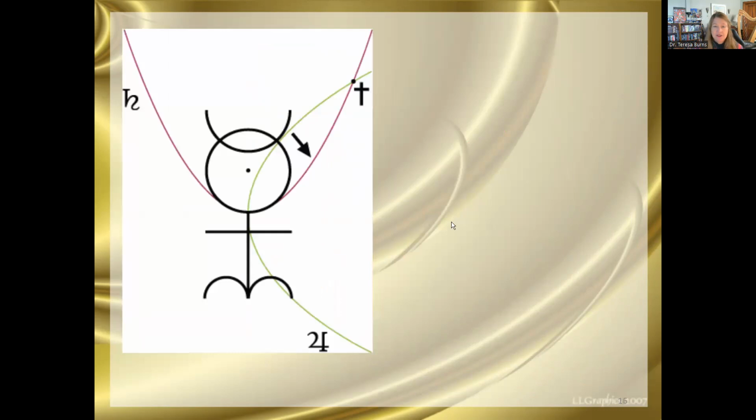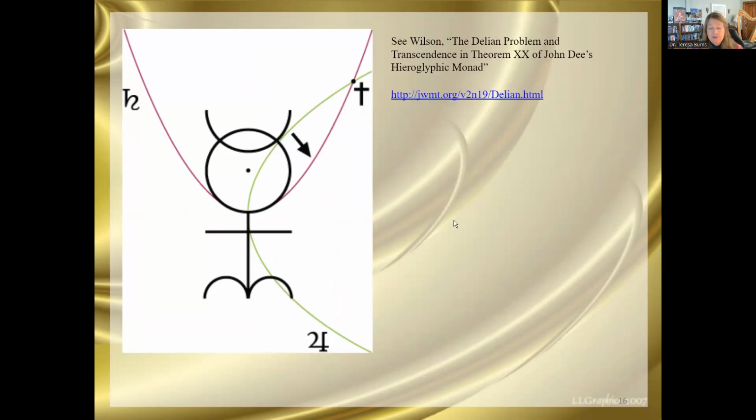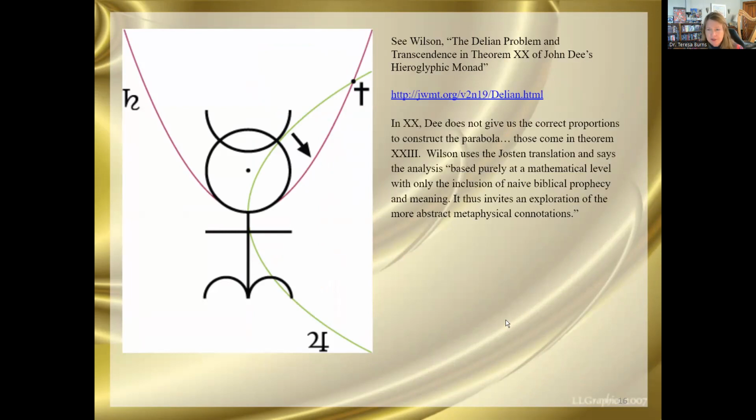Now that brings us back to Wilson's article after all of that on parabolas, because I want to make sure that you understand the value of parabolas and all the things you can do with them, militarily and otherwise. If you haven't looked at that article, I'll drop in the link below. But one thing, as I've mentioned, is that D doesn't give us the correct proportion to the values to construct it. That comes in 23, but they'll match up.